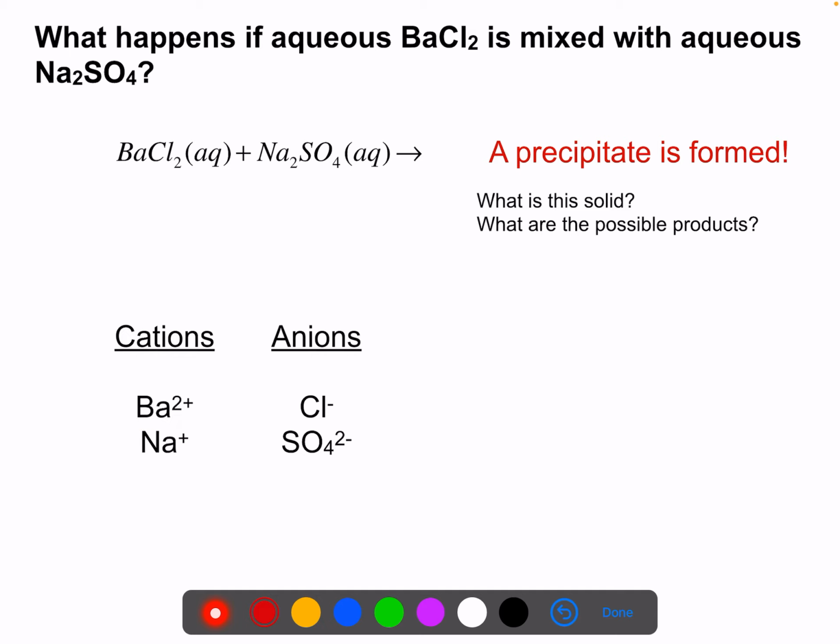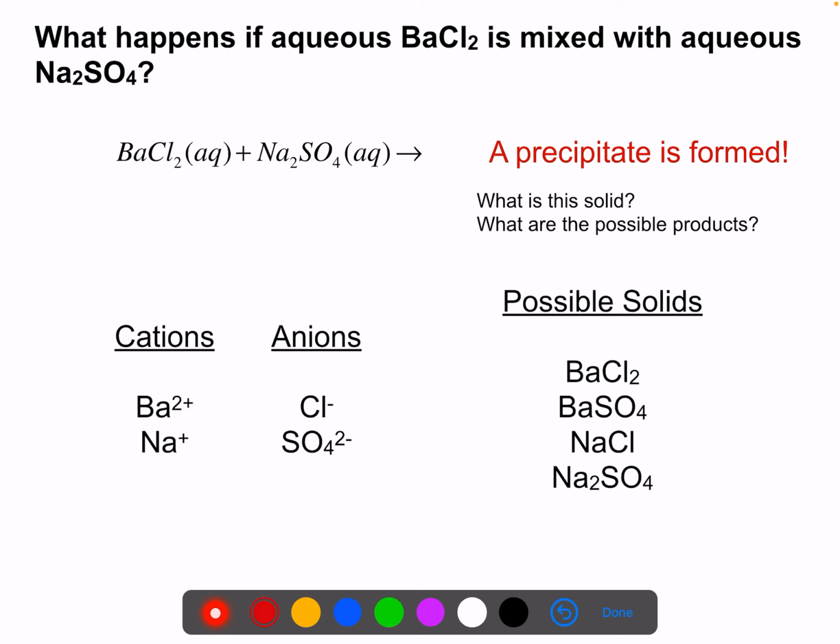So all we're doing is asking what combinations of ions we can form. Barium and chloride could come together, sodium and sulfate could come together, or we could start doing cross matches: barium and sulfate could form together, or sodium and chloride could form together. It's a little messy, so I'll wipe that out.